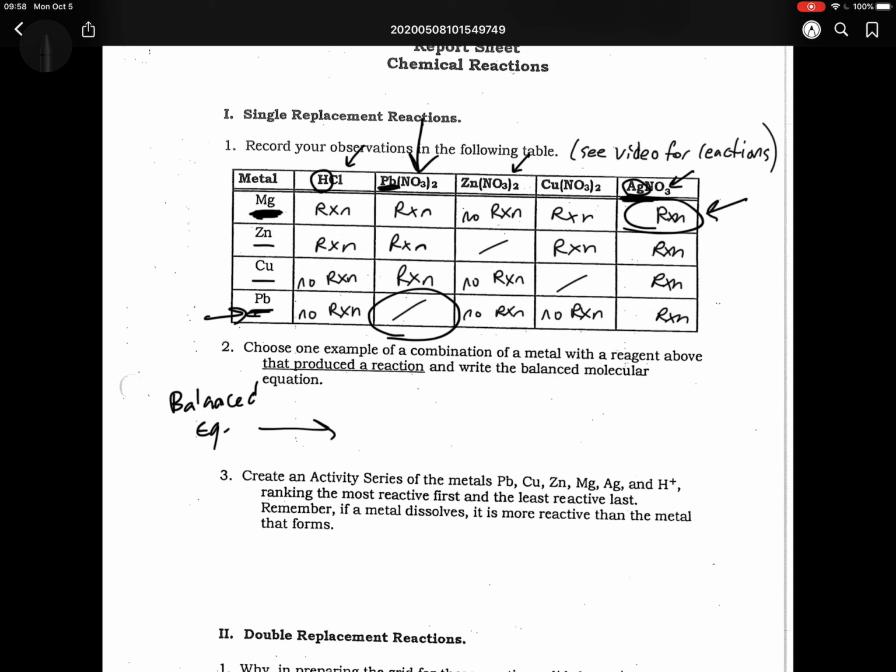It looks like, and this might be helping you a little, that at least where it's concerned with silver nitrate, magnesium, zinc, copper, and lead are all more reactive than silver, because when paired with silver, we see reactions. Okay, that's part 1.